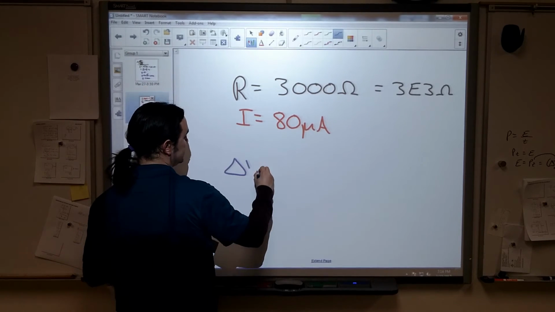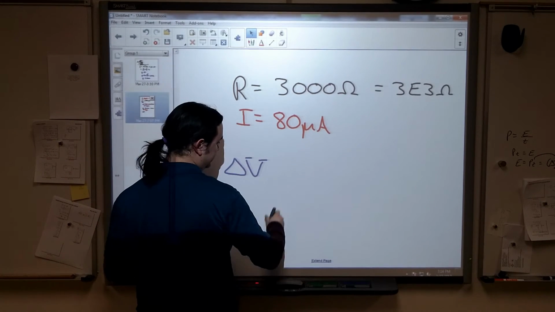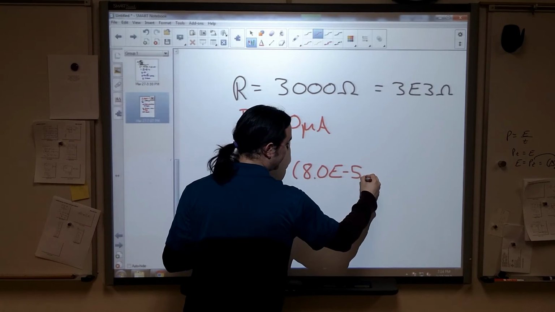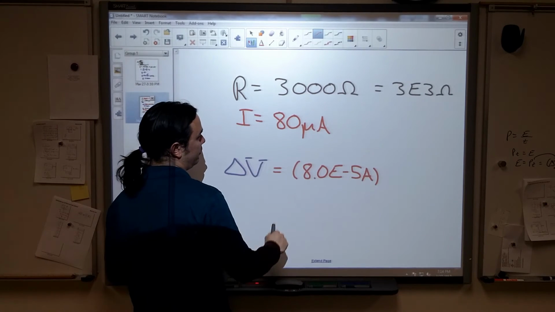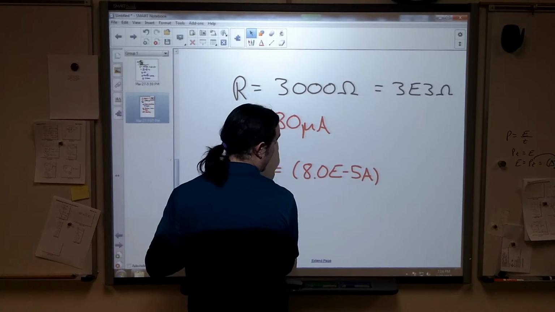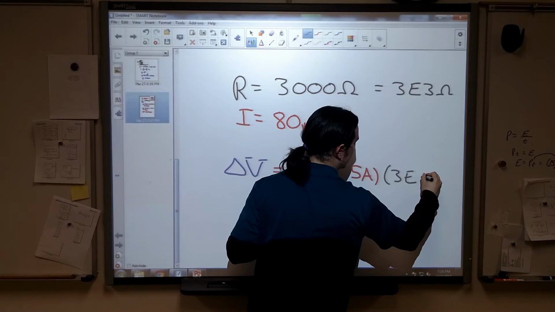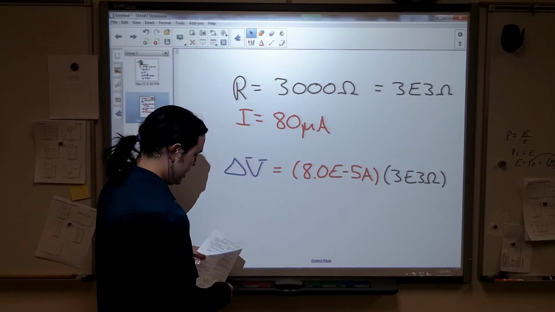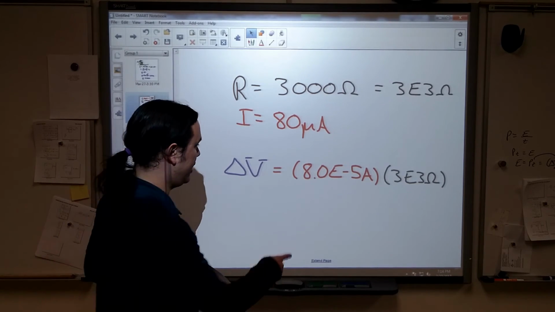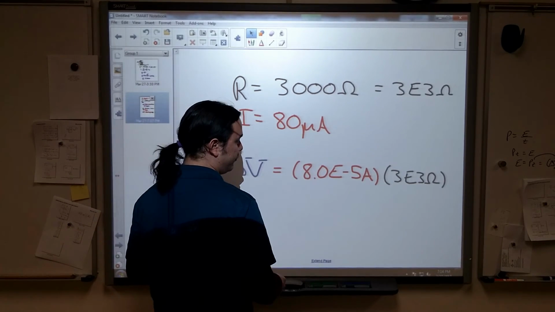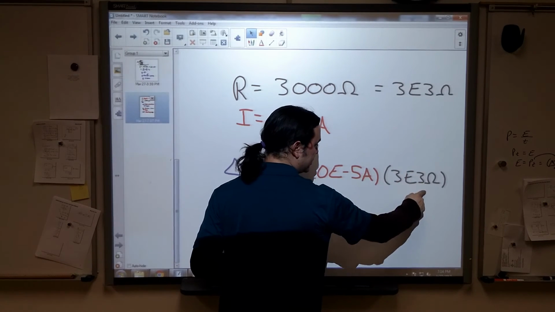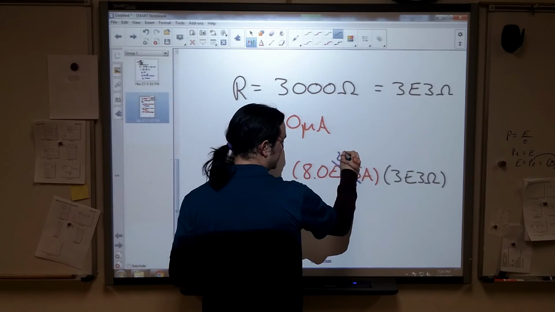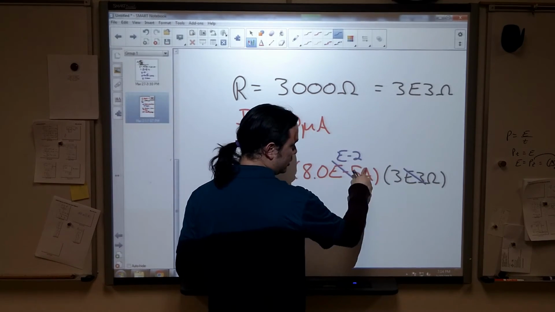Delta V in this case is going to be equal to 8.0 times 10 to the negative fifth amp, just like we talked about before, that's 80 microamp, times our resistance of 3 times 10 to the third ohm. Here's where things get a little bit trickier. We're going to have 8 times 3, so that's 24, but the times 10 to the negative 5 and times 10 to the third don't actually cancel each other out. In this case, we would end up with times 10 to the negative 2.